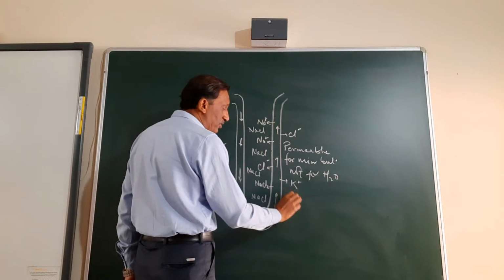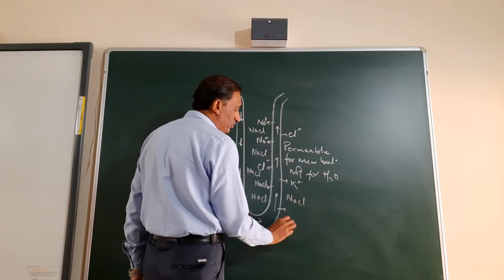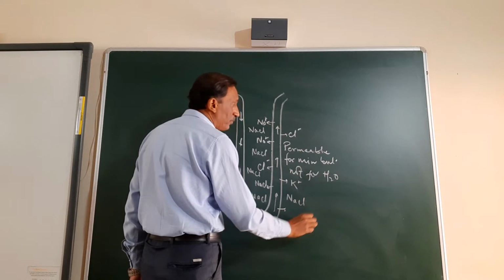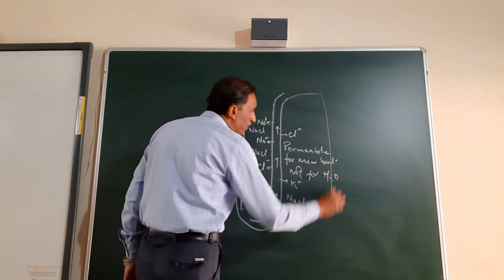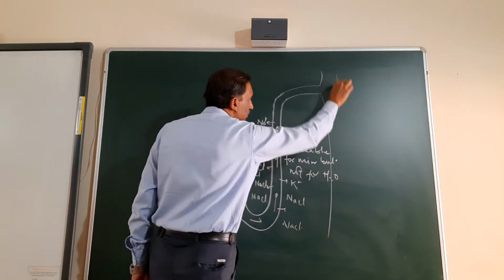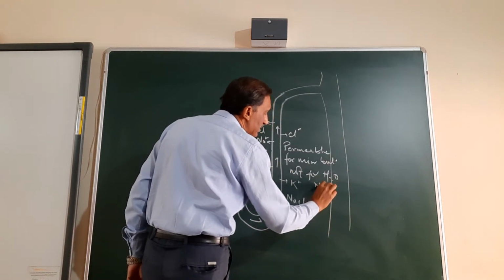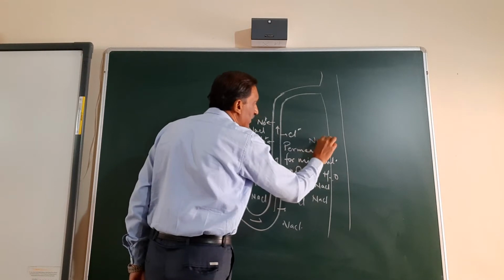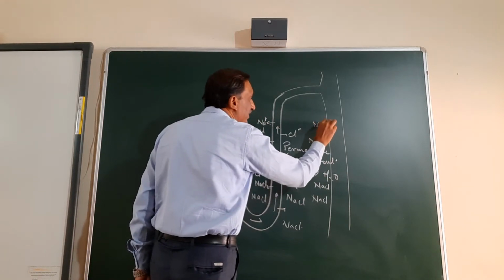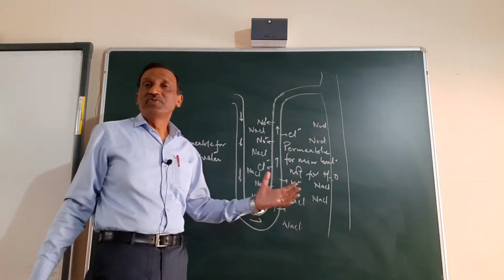And the same is here also. And it will finally open into collecting ducts. So NaCl here, NaCl here, NaCl here, NaCl here, and some amount of urea is also there.